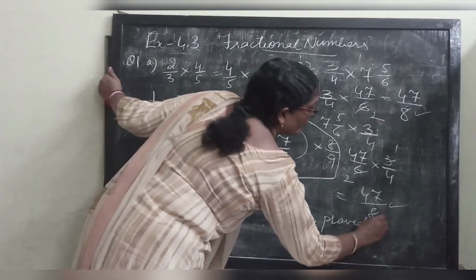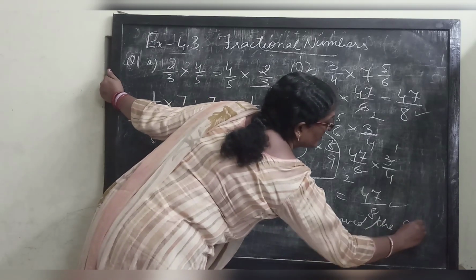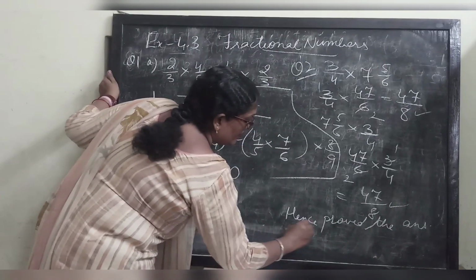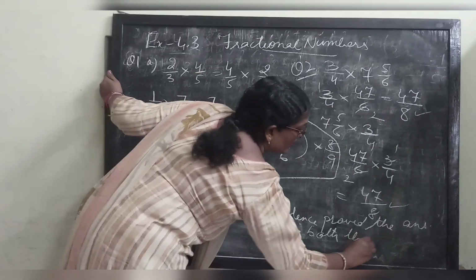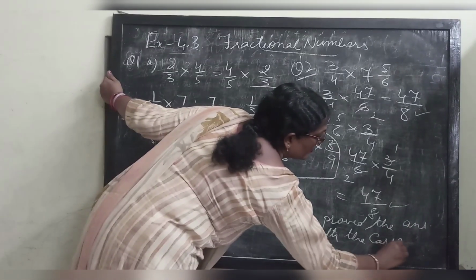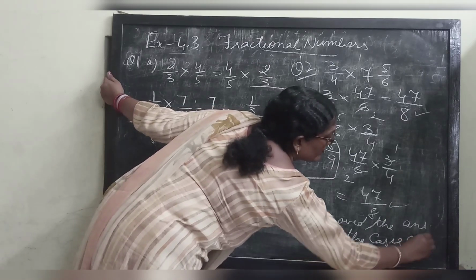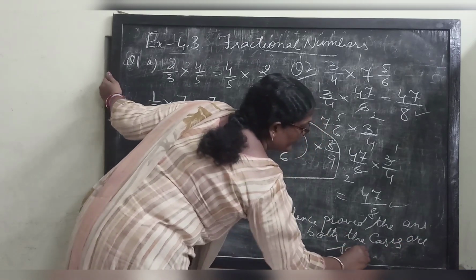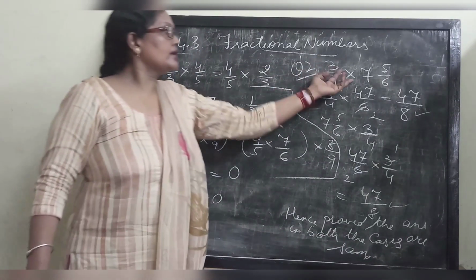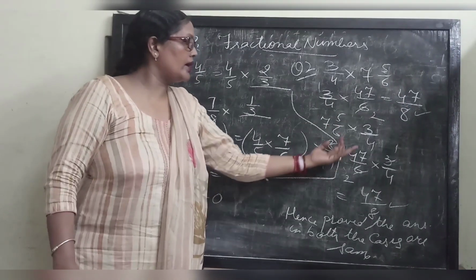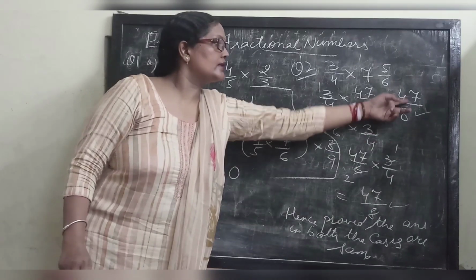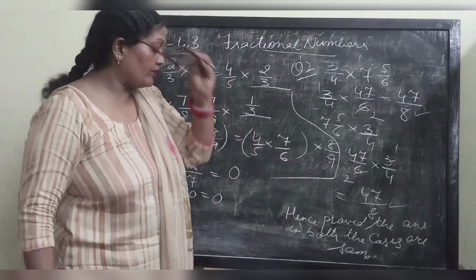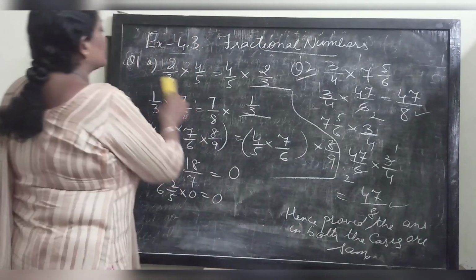The answers in both the cases are same. Understood all of you? First you have to find their product. Answer is 47 over 8. Again you find these two products. Answer is 47 over 8. Both the answers are correct. So we have proved that both the answers are correct.